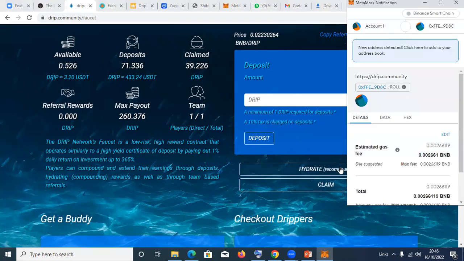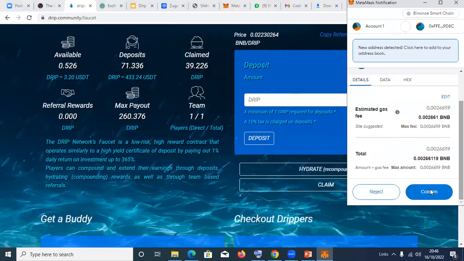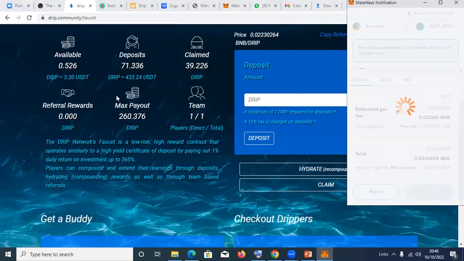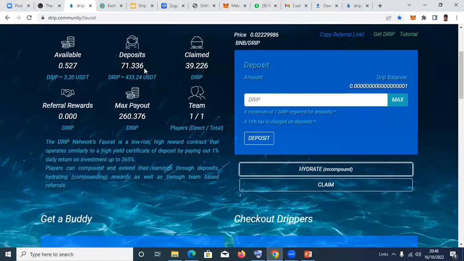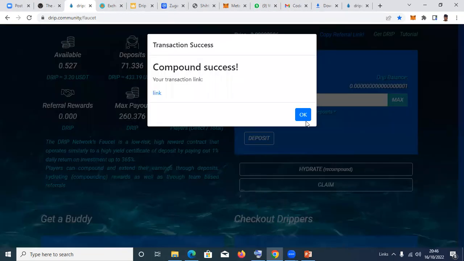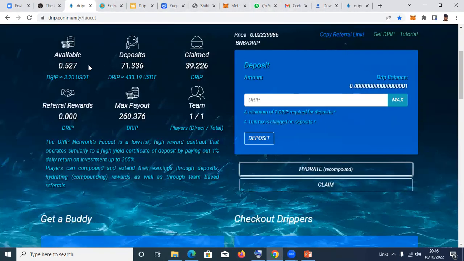Just a minute here. I'm about to compound my faucets. So we watch here. This 0.52 is going to move to add to 71.336, and that is going to be my new deposit. And then my claimed will also increase from 39.226 to add this particular value. So compounded successfully. Now that I've compounded successfully, this place is now 0. Remember, this place has increased from 71.5, now it is 71.84.